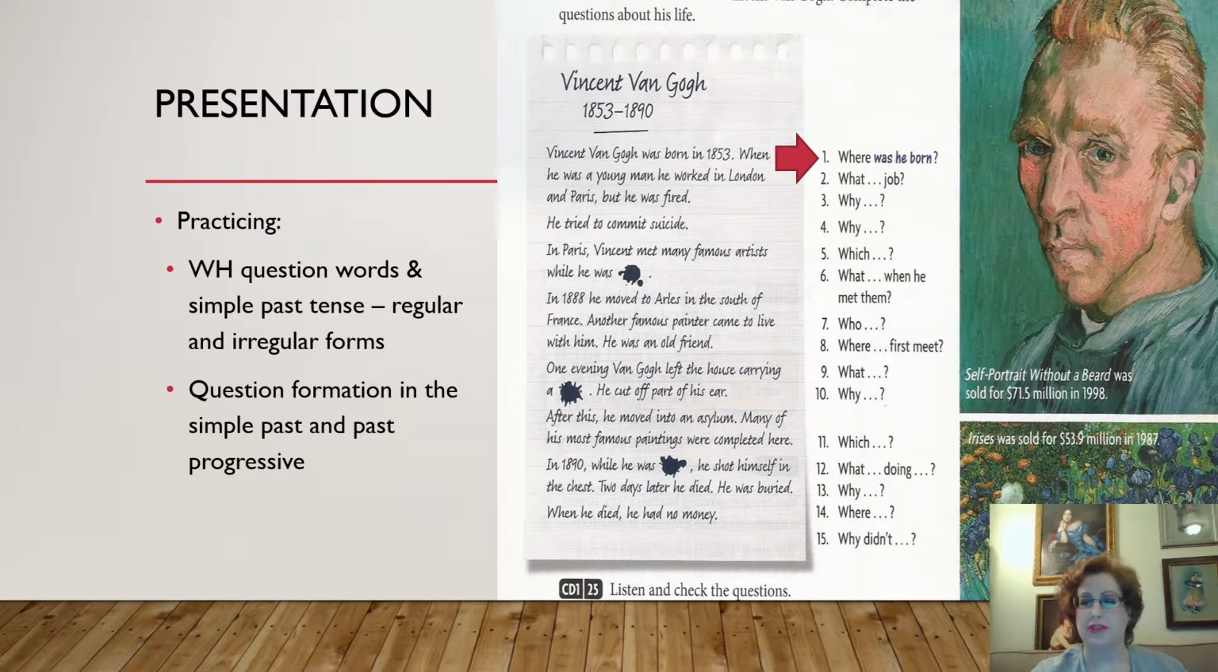2 days later he died. He was buried. Why? So why did he shoot himself? We're going to find out later. Now we're just focusing on the questions. And he was buried. An important question. Where? Where was he buried? When he died, he had no money. So why didn't he have any money? Very good. Why didn't he have any money when he died?